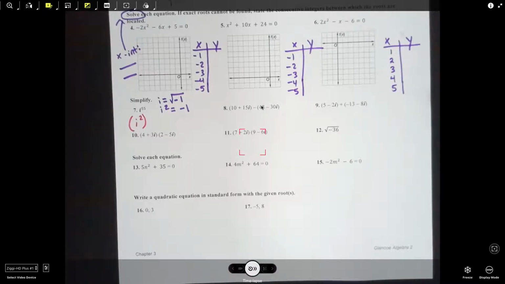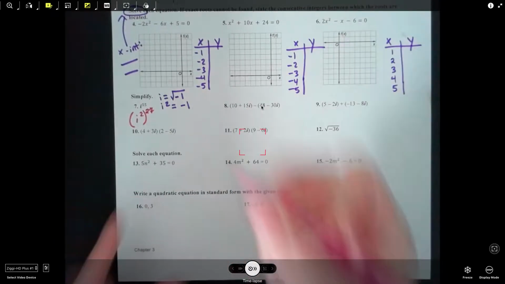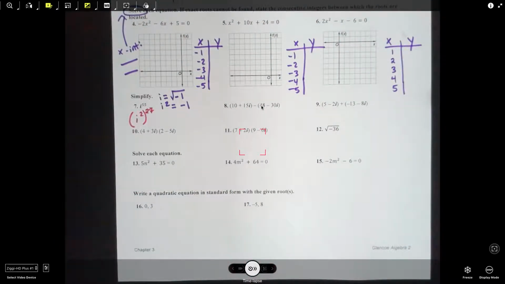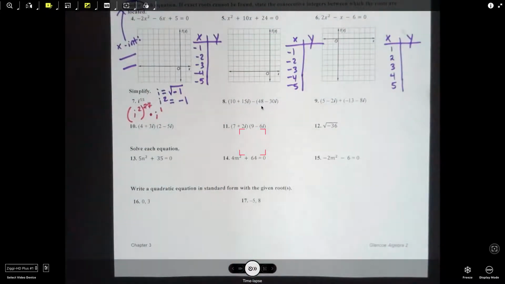How many times do I have to take 2, or times 2, to get 54? 27. So this is i squared to the 27th power, but that will only give me 54. And then you put plus another i to the first power, times another i to the first power. I hang one off to the side.